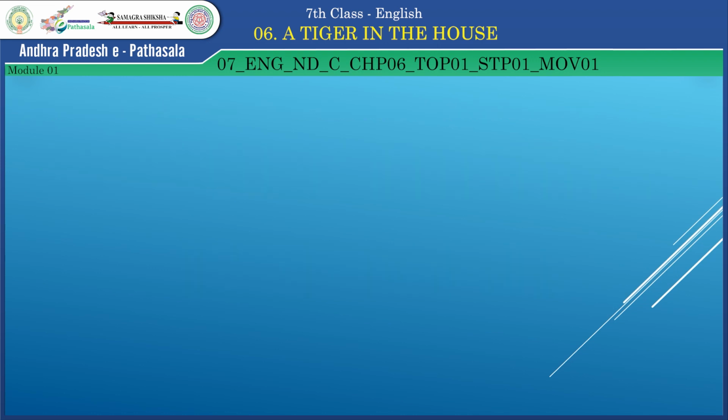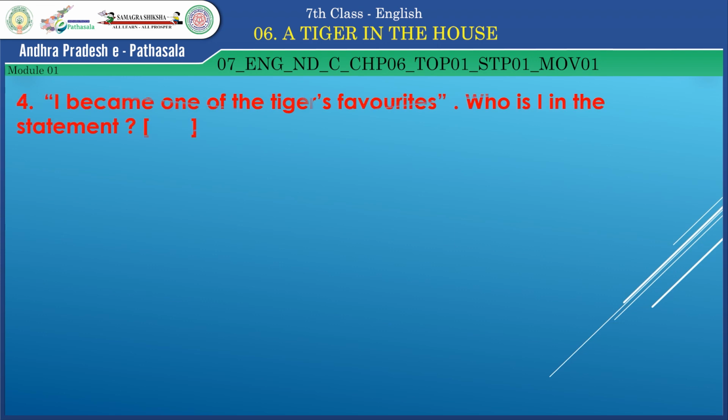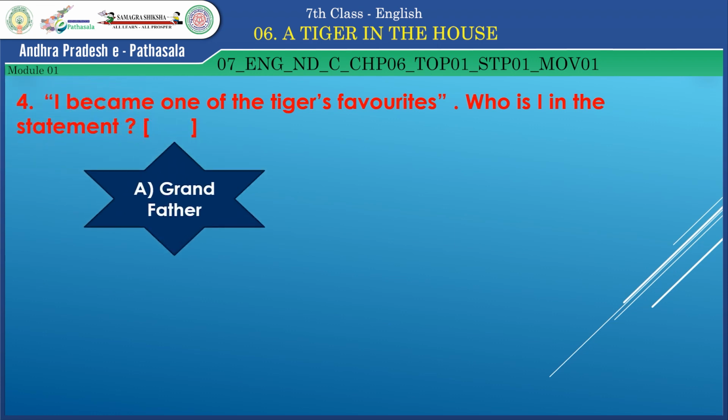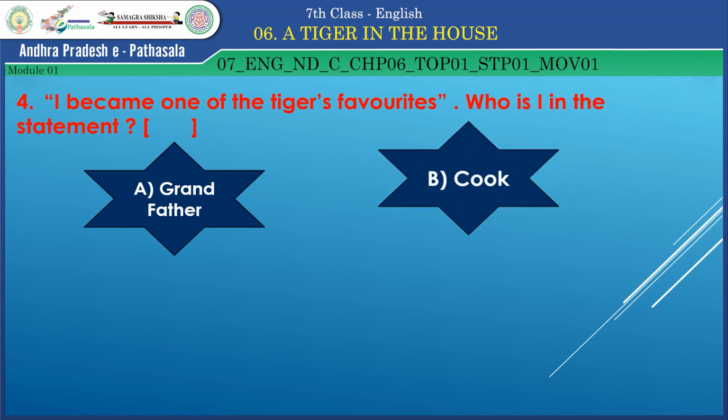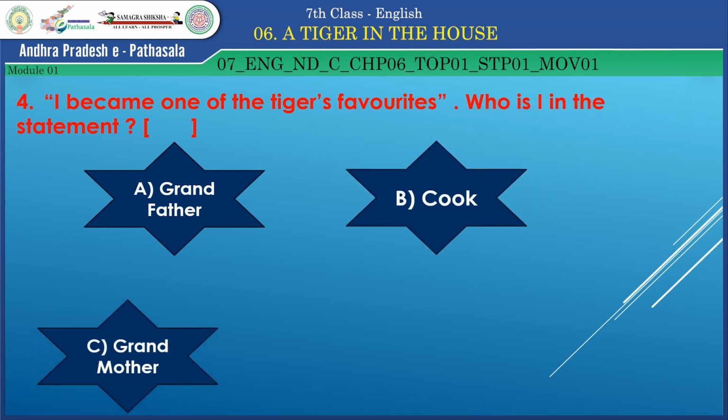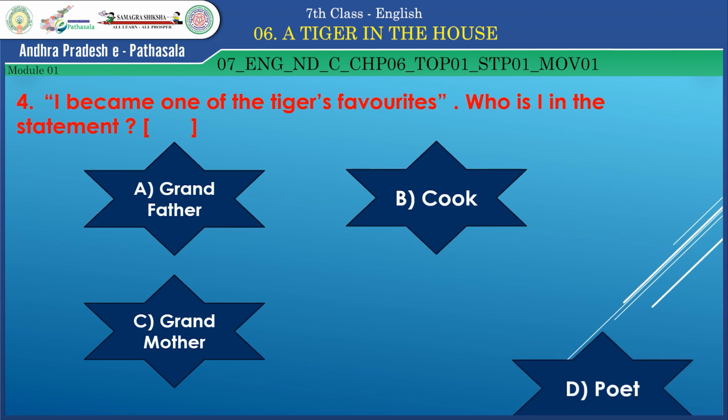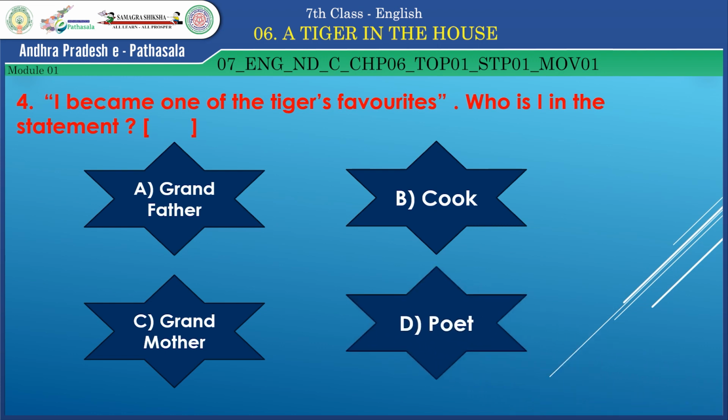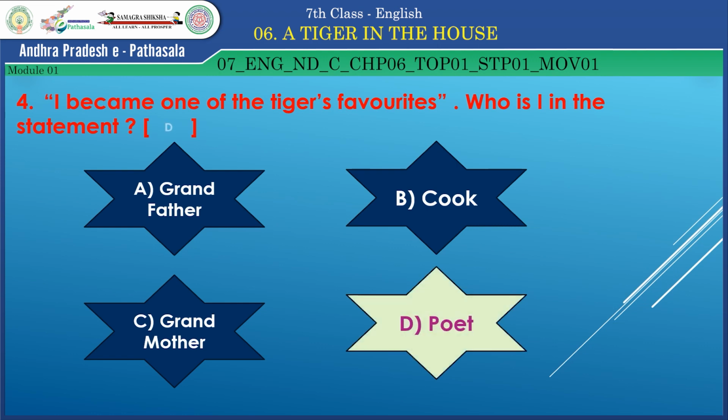Question number 4. I became one of the tiger's favorites. Who is I in the statement? Option A, grandfather. Option B, cook. Option C, grandmother. Option D, poet. What is the correct answer? Yes, you are awesome. The answer is option D.